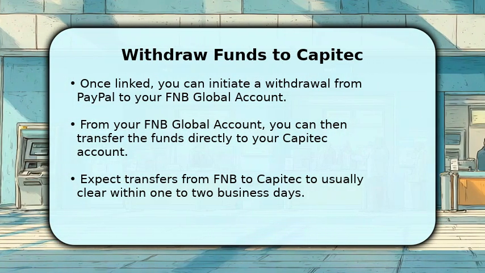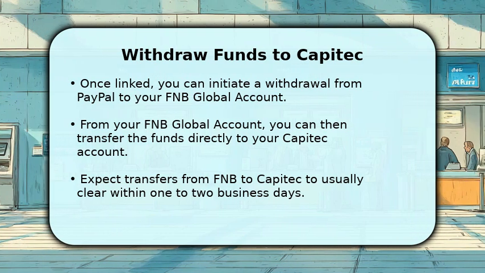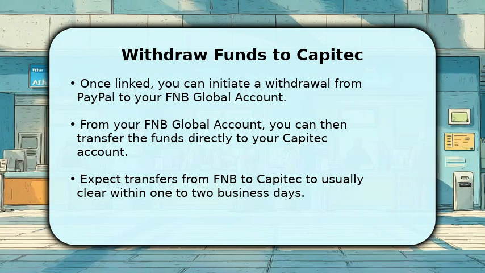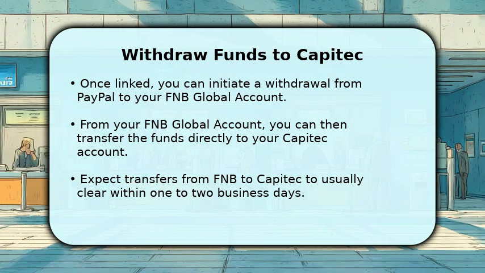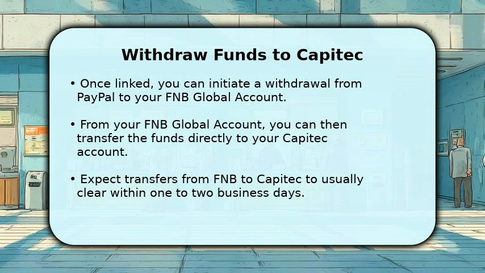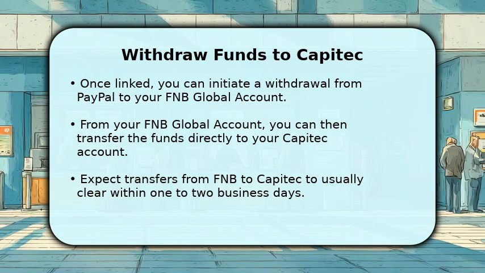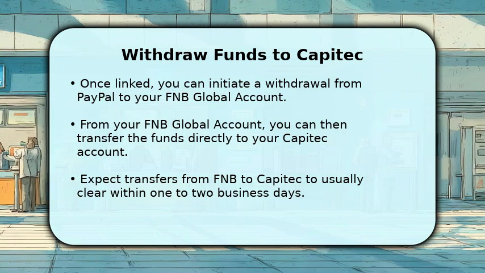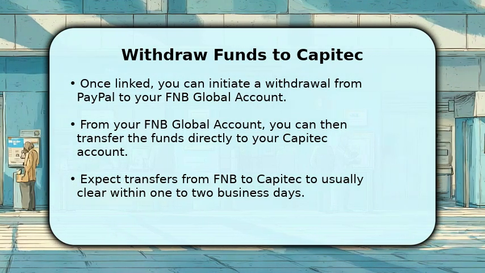Once the funds reflect in your FNB Global account, typically within 3 to 5 business days, you can then perform a standard interbank transfer to your Capitec account. This final transfer usually takes 1 to 2 business days to process. There is a nominal FNB withdrawal fee, often around 15 South African rand, for each transaction.